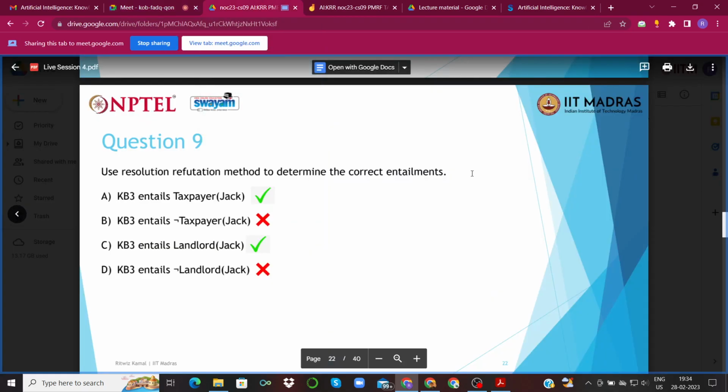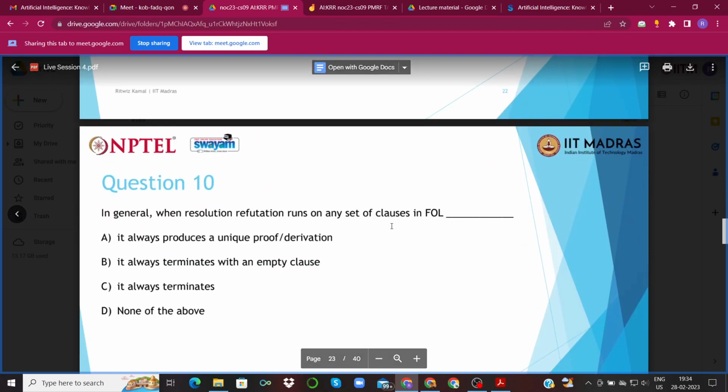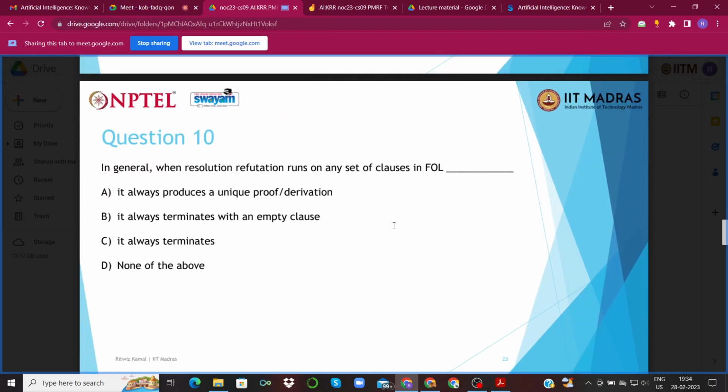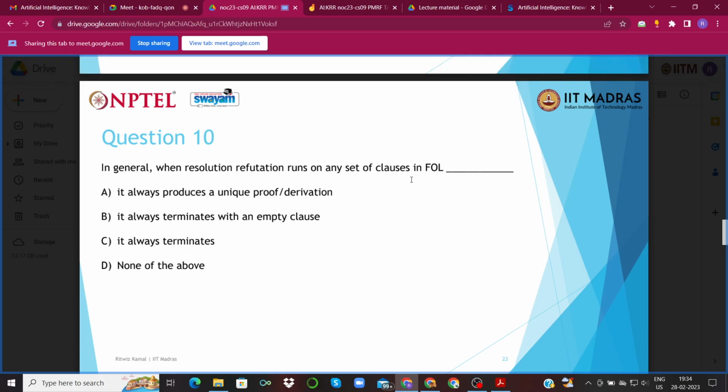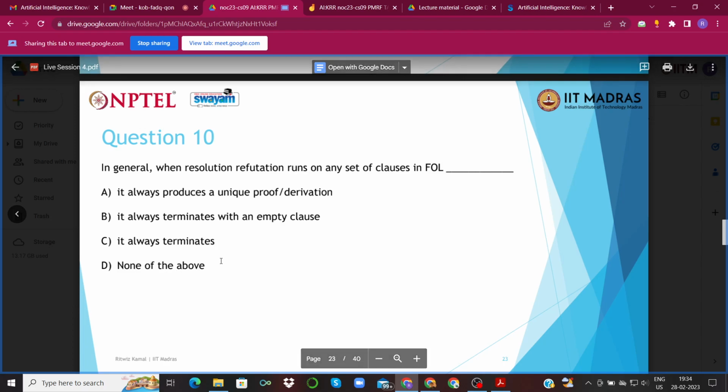Okay, great. Let's move on to the next question, which is a general question about the resolution refutation process. So we are asked in general, when resolution refutation runs on any set of clauses in first order logic, which of the following options could be correct? Does it always produce a unique proof or derivation? Does it always terminate with an empty clause? Or does it always terminate first of all? Or none of the above are correct?